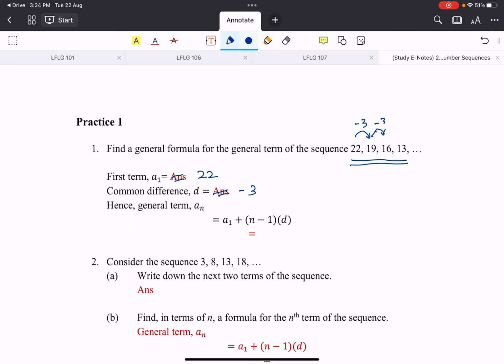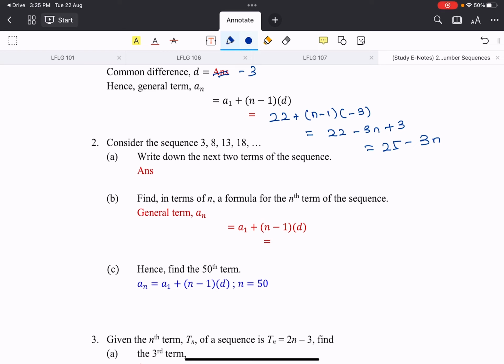Therefore, the general term here will be 22 plus n minus 1 times negative 3, right? Of course, we can simplify this, right? This will be 22 minus 3n plus 3, which results in 25 minus 3n. So we can simplify it once we have the values, right? So let's look at the next example.